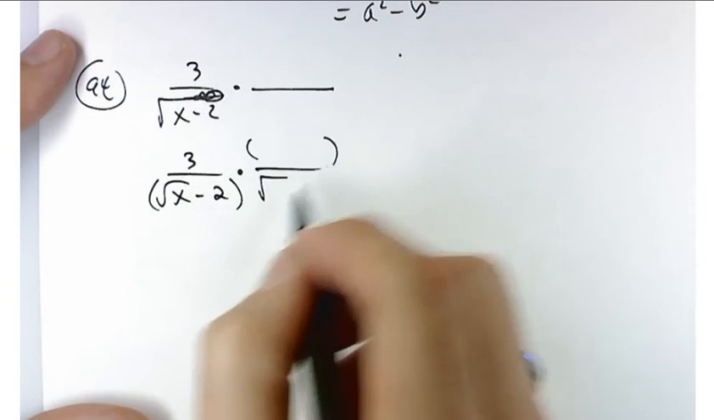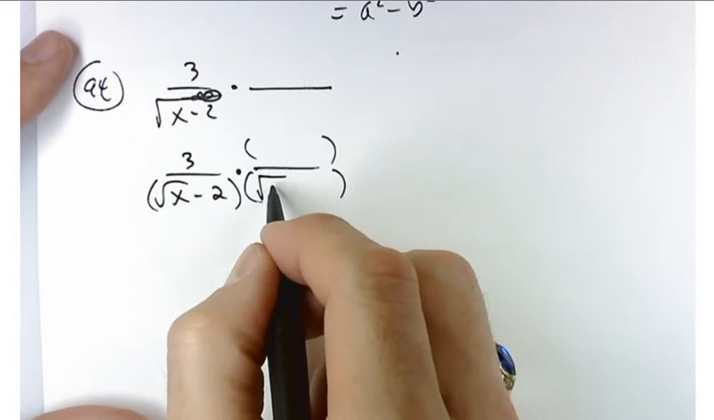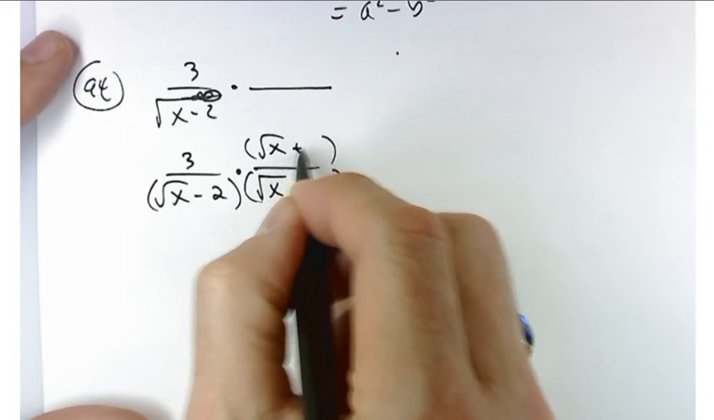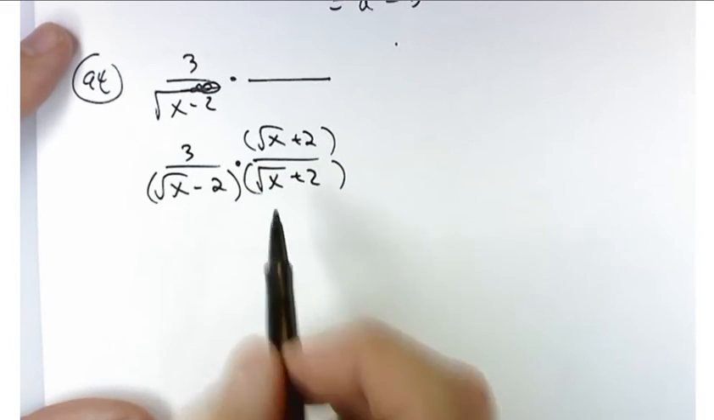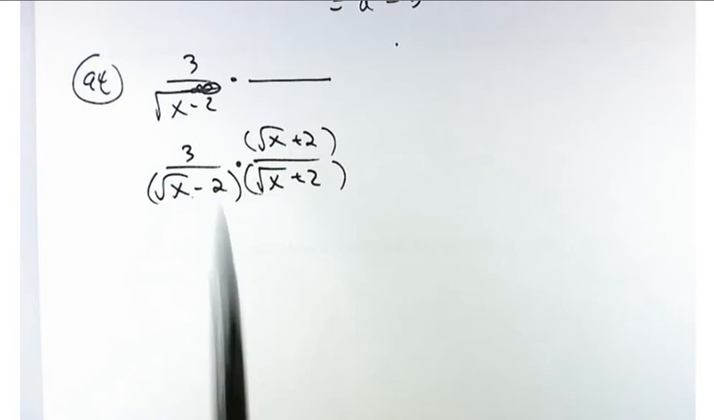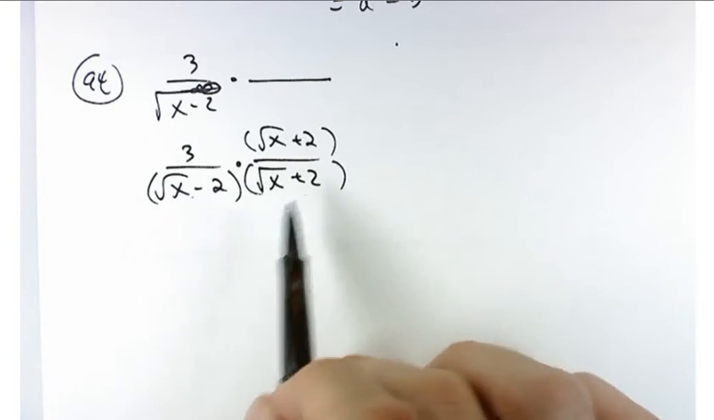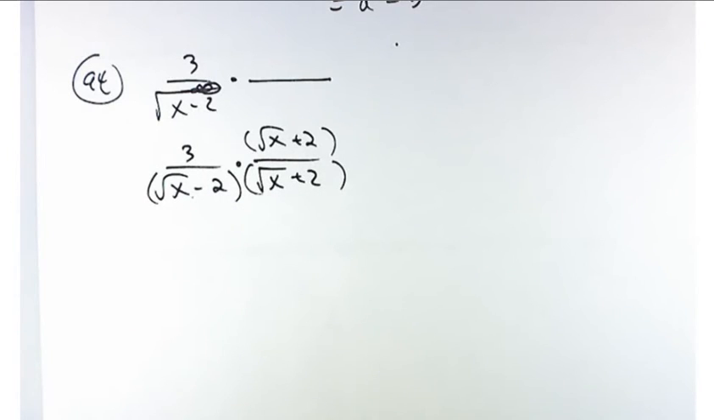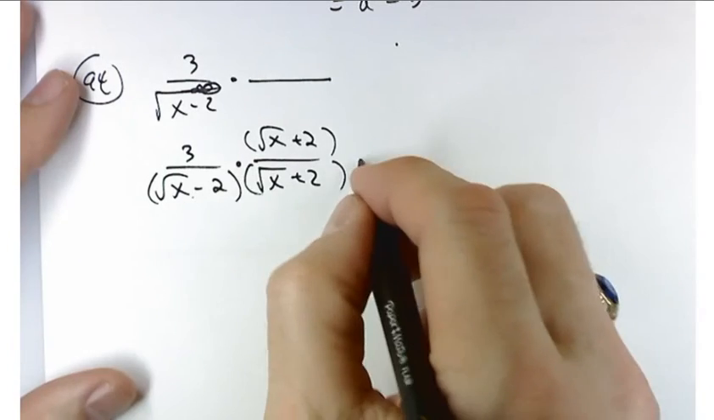Any suggestions, Rhonda? Square root of x plus 2. So what you're going to do is change the sign from minus to plus or plus to minus, depending on what you have. You're going to multiply effectively by what's called the conjugate. It's a binomial with the same terms, just a different sign between those two terms. So the idea here is that this should help get rid of the radicals in the denominator.